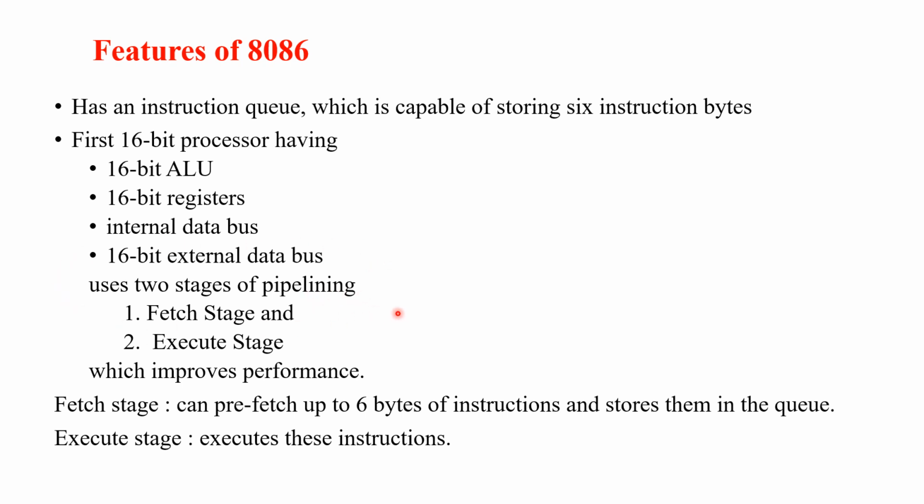Pipelining: the 8086 uses two stages of pipelining, which helps improve performance. The two stages are the fetch stage and the execute stage. In the fetch stage, it pre-fetches up to 16 bytes of instructions and stores them in the instruction queue. The execute stage executes the instructions stored in the queue.